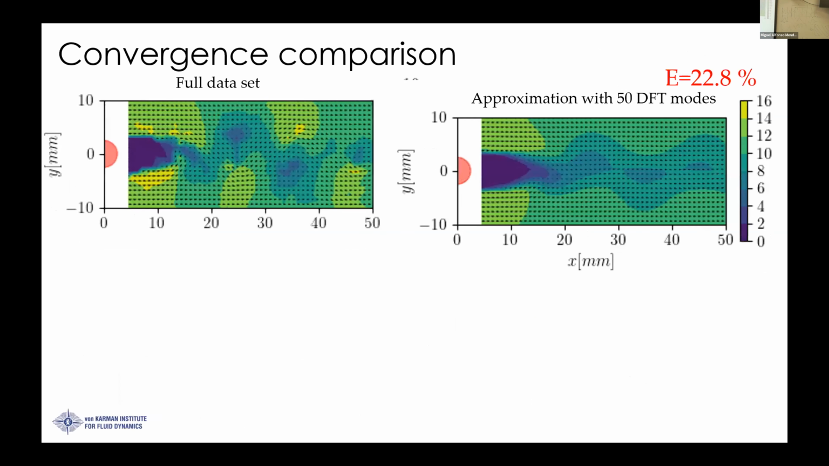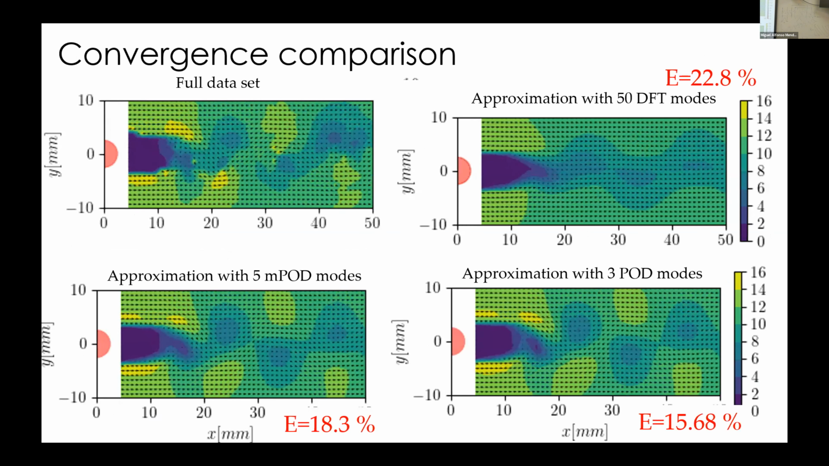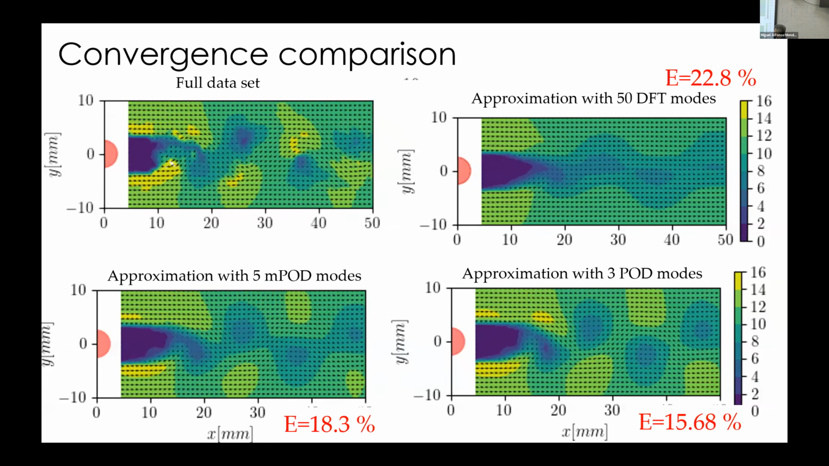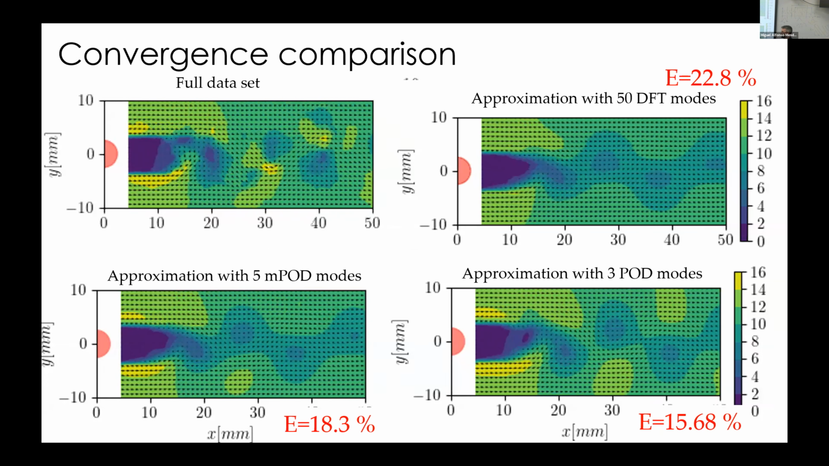The other thing that I wanted to show you was this. Remember, 50 DFT modes, 22.8%, 3 POD modes, 15%. With 5 MPOD modes, we are more or less competing with the POD. And if we pick 6 modes or 10 modes, they will be basically the same, because the modes that come after the 5 or 6 are nearly 0, so they don't count.